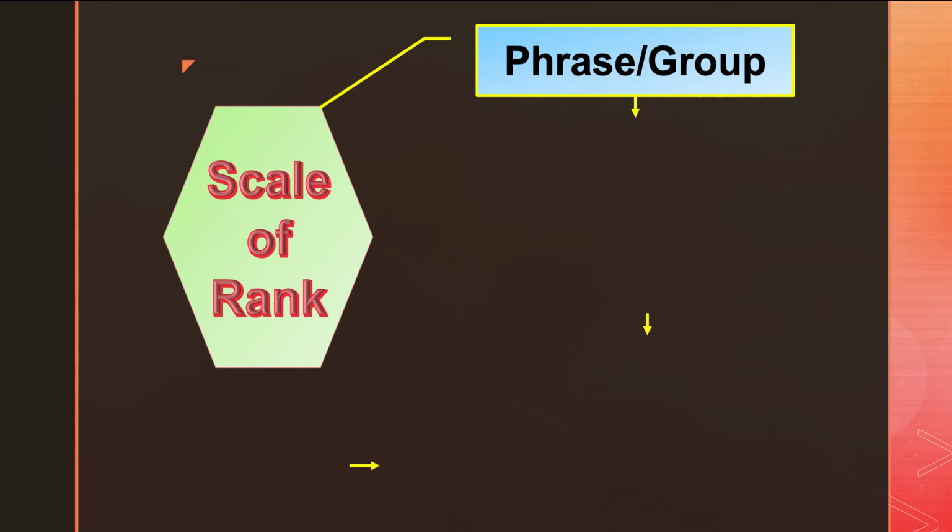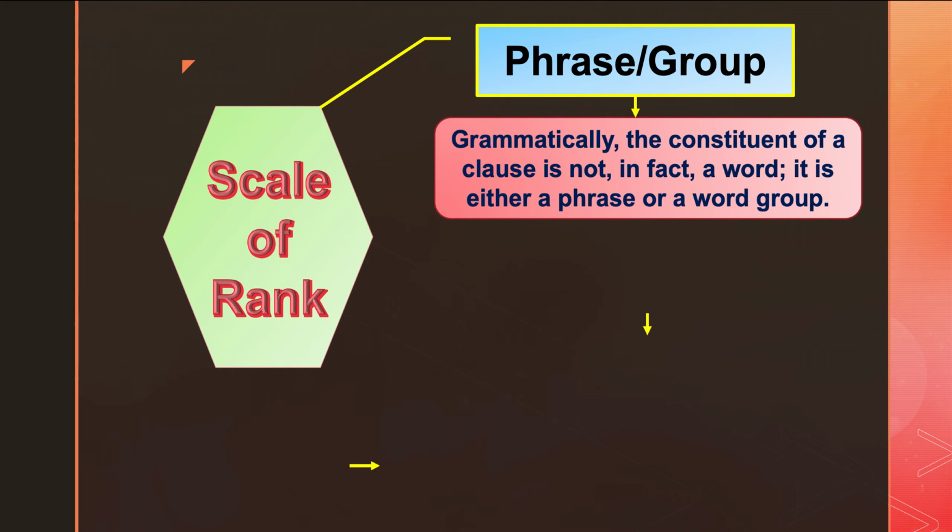We have already talked about clause. Now we are going to talk about phrase or group. A group of words make phrase. Both are having the same meaning here. So grammatically, the constituent of a clause is not in fact word. It is either a phrase or a word group.